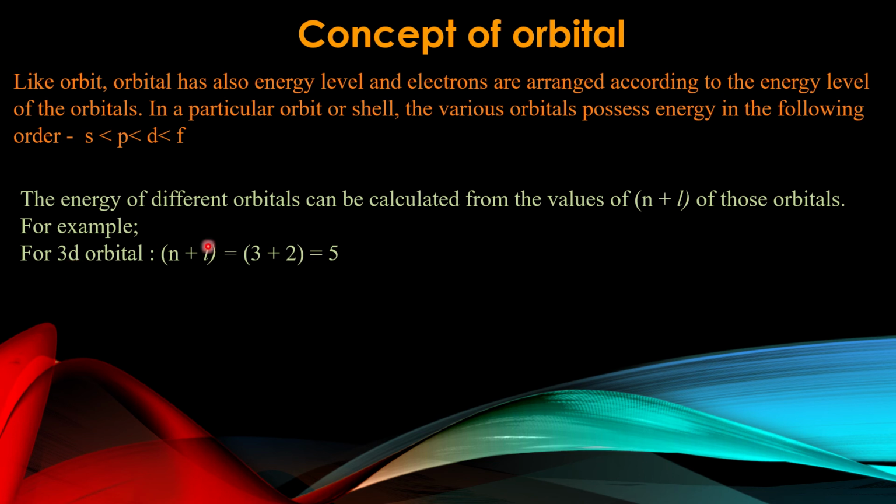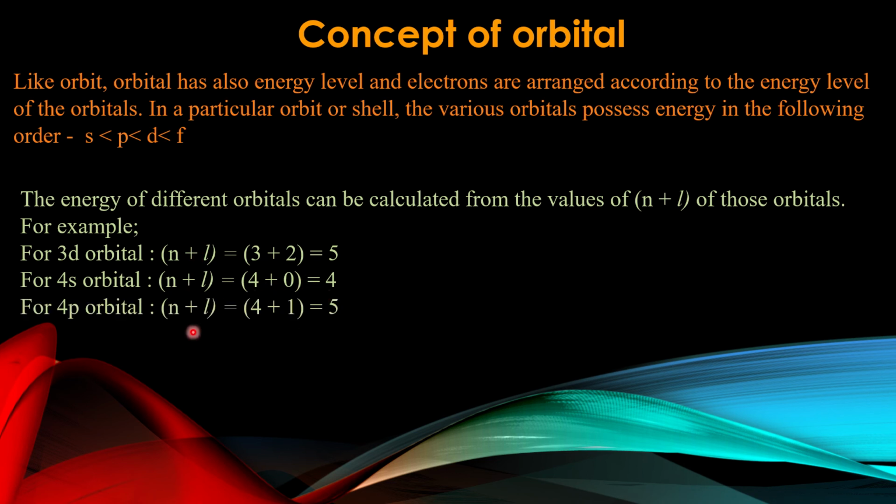So here the n plus L value is 3 plus 2, that is 5. In this way, for 4s orbital, the value of n plus L is 4 plus 0, that is 4. For 4p orbital, the value of n plus L is 4 plus 1, because for p orbital, L is 1. Then it also comes to 5. Now dear students, look, there are two 5s.